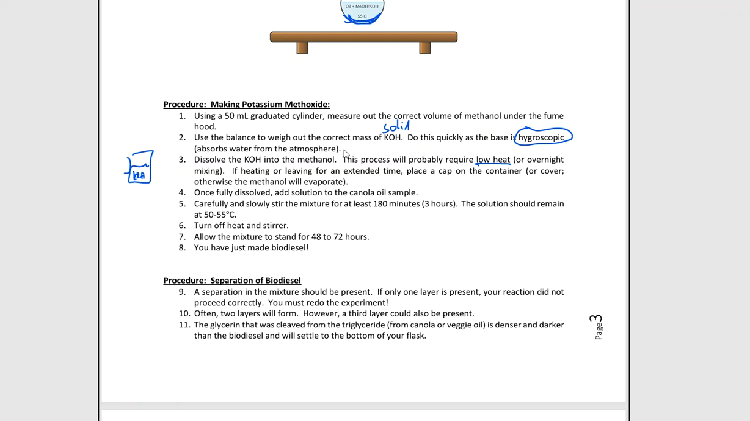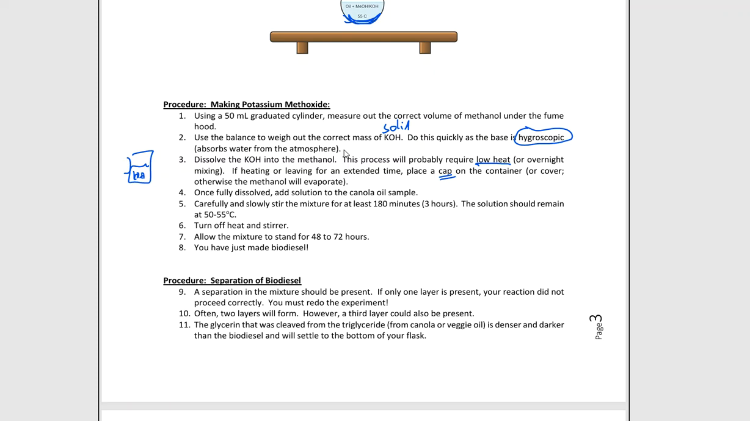But if you're heating it or you're leaving it for an extended amount of time, you want to place a cap or a watch glass on top of those containers, so that the methanol doesn't evaporate off. You don't want that total volume to change too much. So you really do want to make sure that volume is 50 mils or a little bit above, because if not, that might not be enough liquid solution in order to get your biodiesel to be properly made. So we need that volume pretty importantly.